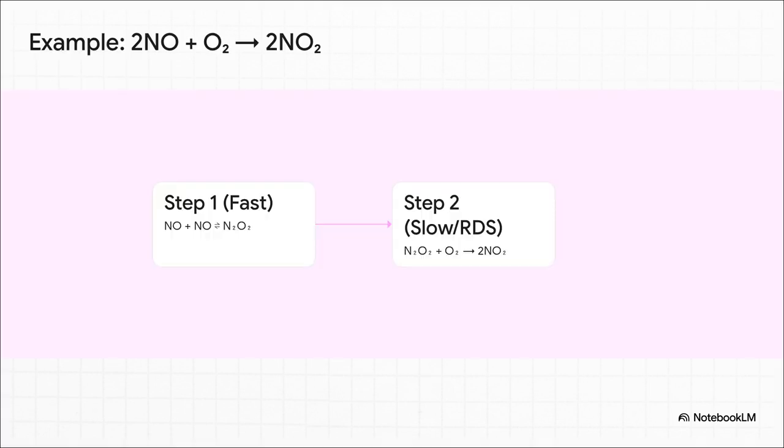Let's look at how nitrogen dioxide is formed. It actually happens in 2 steps. In step 1, 2 nitric oxide molecules come together. This happens super fast. But then in step 2, that new molecule has to react with an oxygen molecule. And this part is painfully slow. That slow step is the bottleneck. It's our rate-determining step, the RDS, and it sets the pace for the whole show.